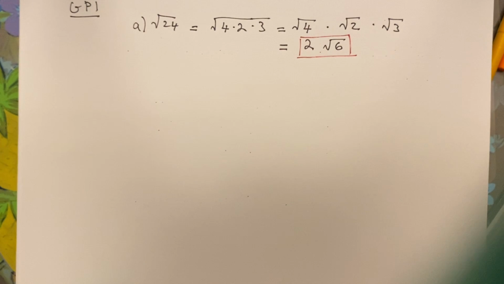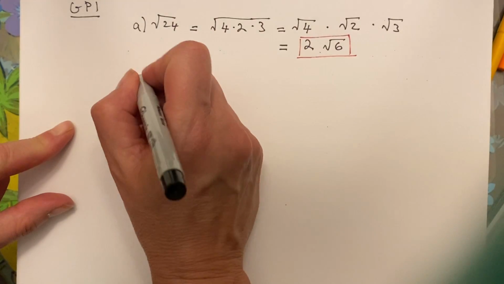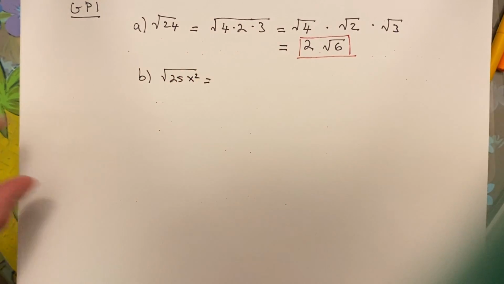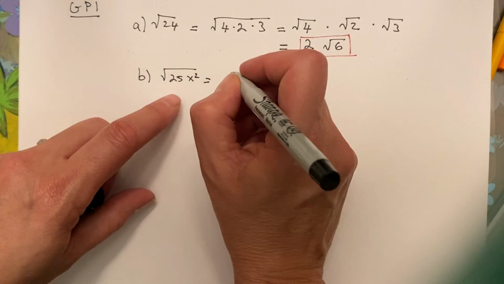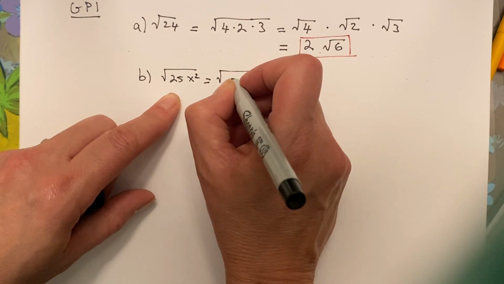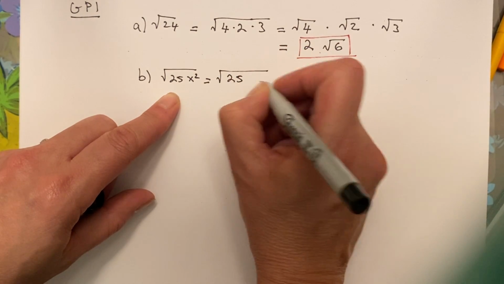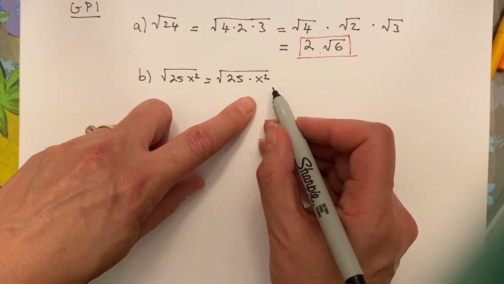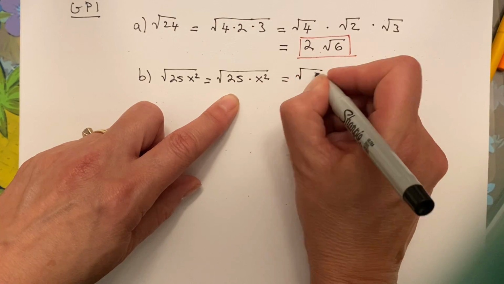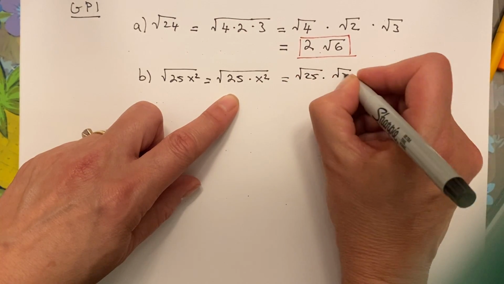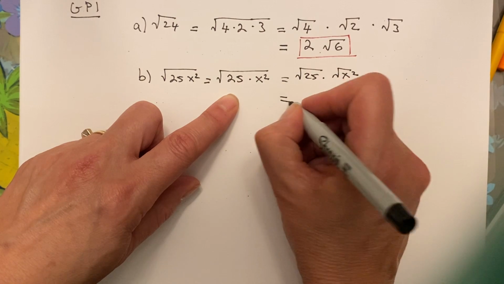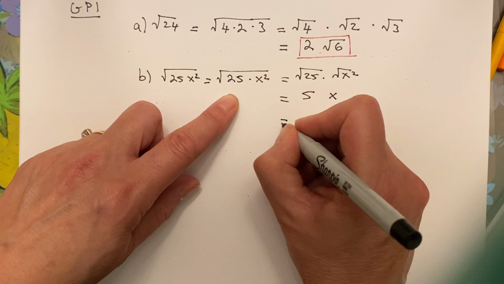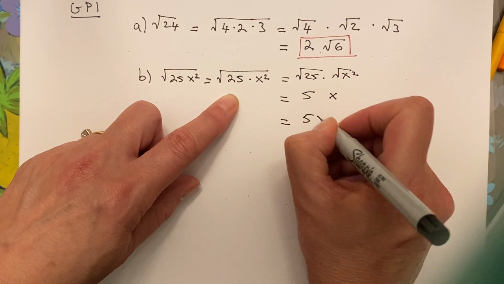Let's look at part B. Part B is the square root of 25x squared. Well, again, I can separate this into several factors. I have 25 times x squared. I know 25 is a perfect square and x squared is a perfect square. Square root of 25 times square root of x squared. In this situation, I know that the square root of 25 is 5, the square root of x squared is x, and so I've completely simplified this to 5x.